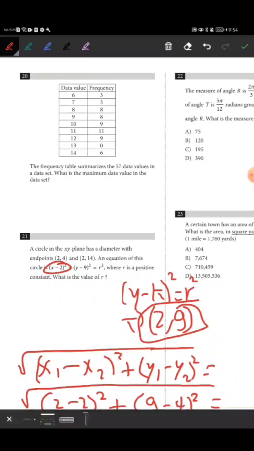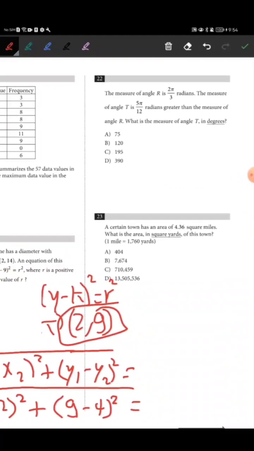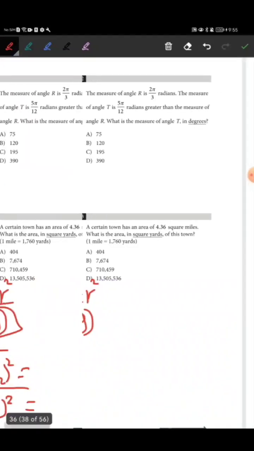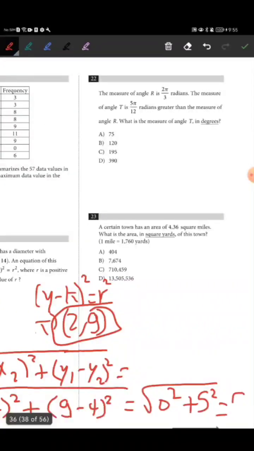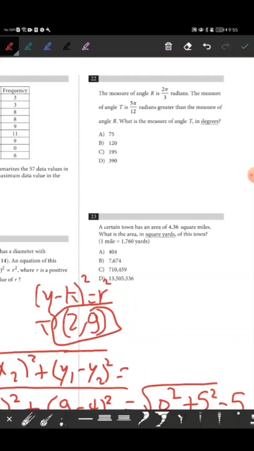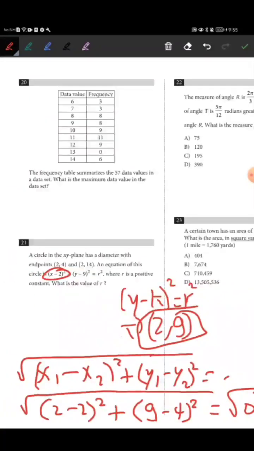equals 0 squared plus 5 squared, and the square root of 25 equals 5. Because 5 to the power 2 equals 25, and 0 to the power 2 equals 0, so 0 plus 25 equals 25, and the square root of 25 is 5, so the value of r is 5.